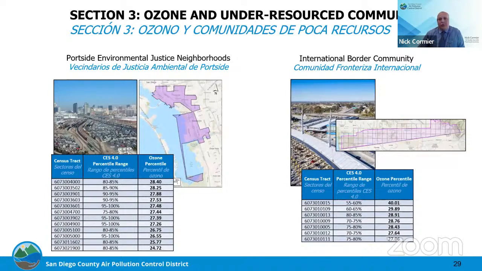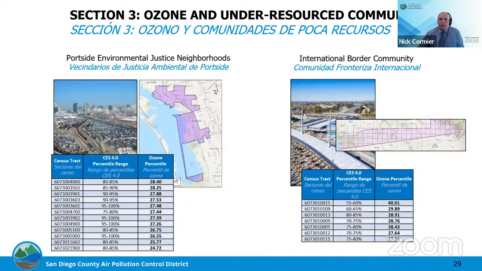For the first time, the 2022 RACS presents ozone information in some of our region's under-resourced communities. In particular, the RACS looks at two communities, Portside and the International Border, that are now in CARB's Community Air Protection Program. The tables on the screen identify census tracts that comprise each community, as well as their CalEnviroScreen scores.